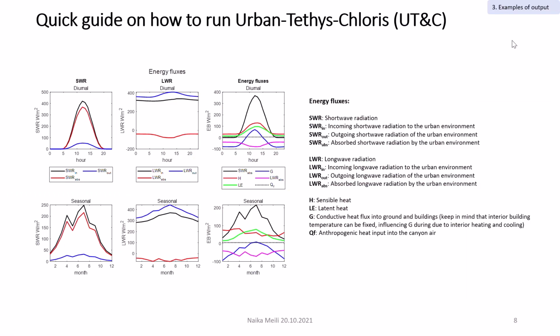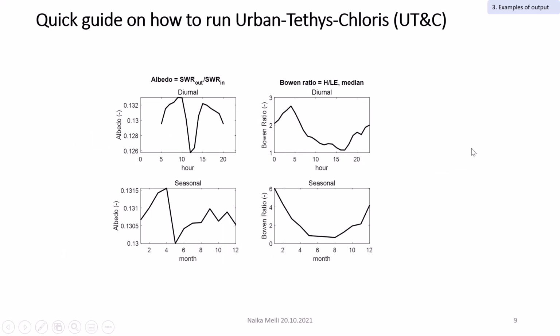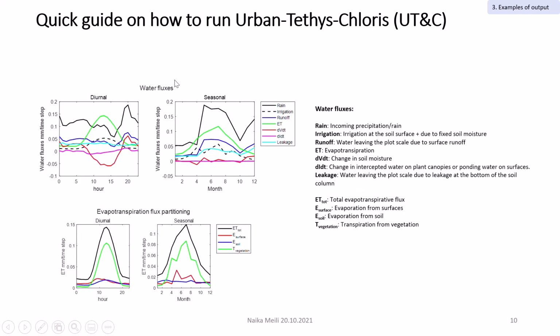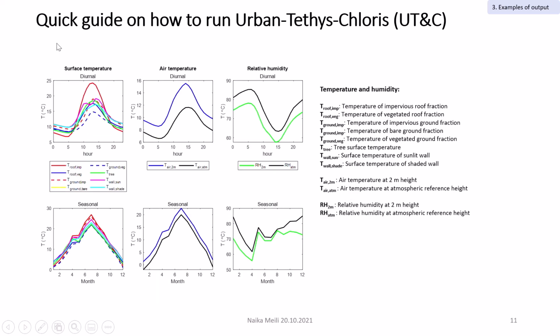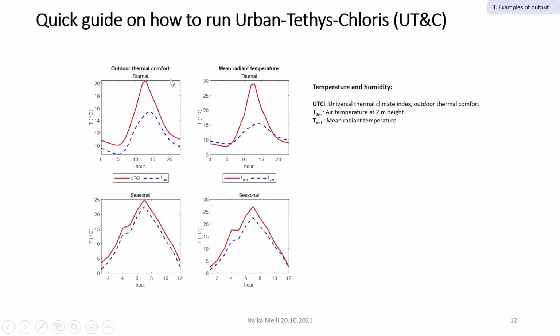The output plots show you generally the diurnal and the seasonal cycle of different output variables, such as, for example, the shortwave radiation, longwave radiation, and the urban energy fluxes. You will also get the same graphs for albedo and Bowen ratio, the water fluxes, surface and air temperature, as well as relative humidity, outdoor thermal comfort, and mean radiant temperature.